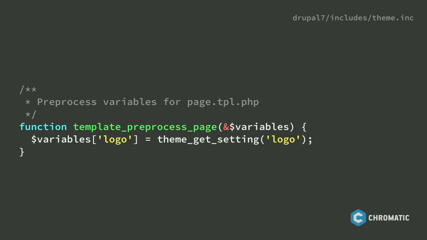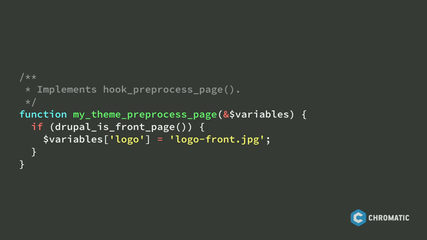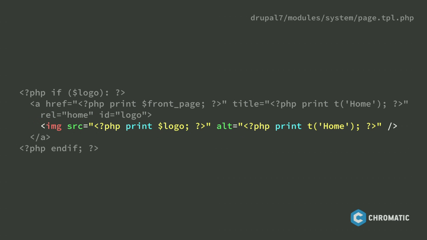But what if it's not that simple? What if we need a different logo on the home page? As I mentioned before, any modules or themes can implement the same preprocess functions. So what if we implemented this preprocess function from within our theme, and we use Drupal is front page to figure out if it's the home page, and if it is, we change the path of our logo variable. And so now, if we're on the home page, our logo variable is going to print our home page's logo in the page template. So that works still.